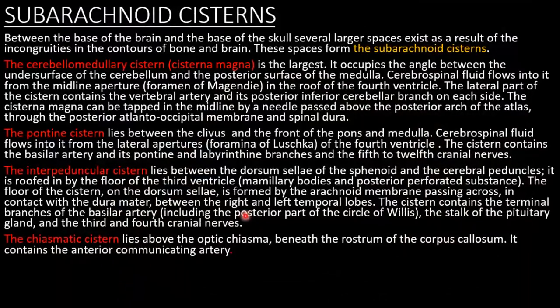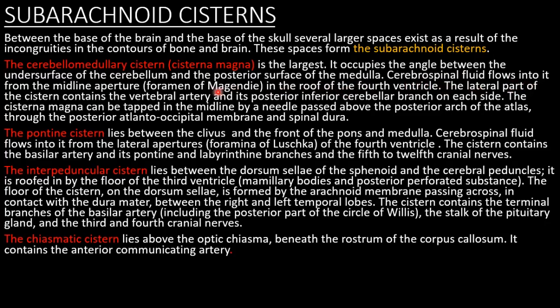Now, subarachnoid cisterns. Between the base of the brain and the base of the skull, larger spaces may exist, and those spaces are filled with cerebrospinal fluid, and they are known as the subarachnoid cisterns. These are the main ones. Cisterna magna, also known as the cerebellomedullary cistern. It is the largest. It usually occupies the angle between the undersurface of the cerebellum and the posterior surface of the medulla. Cerebrospinal fluid flows into this cistern via the foramen of Magendie, okay, in the roof of the fourth ventricle.